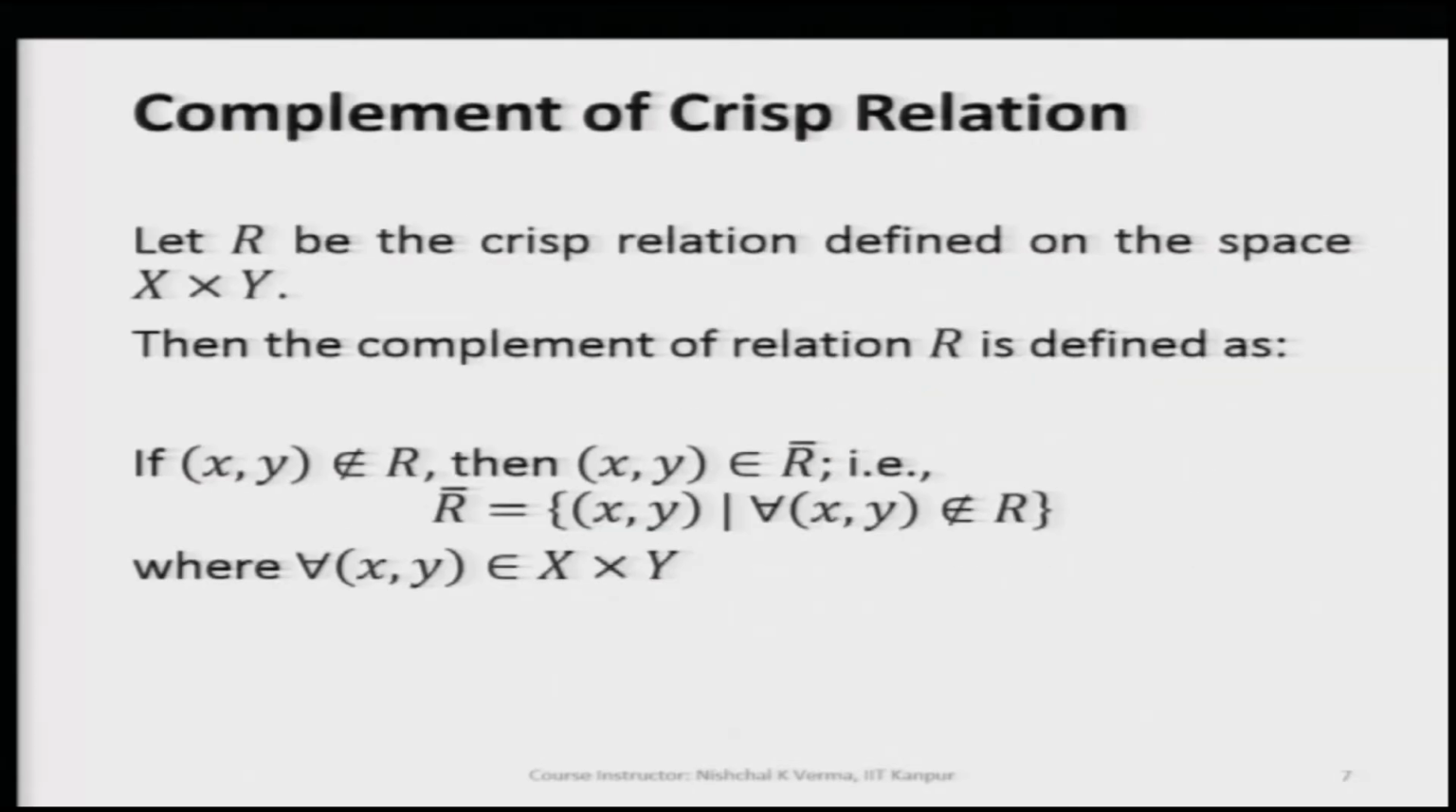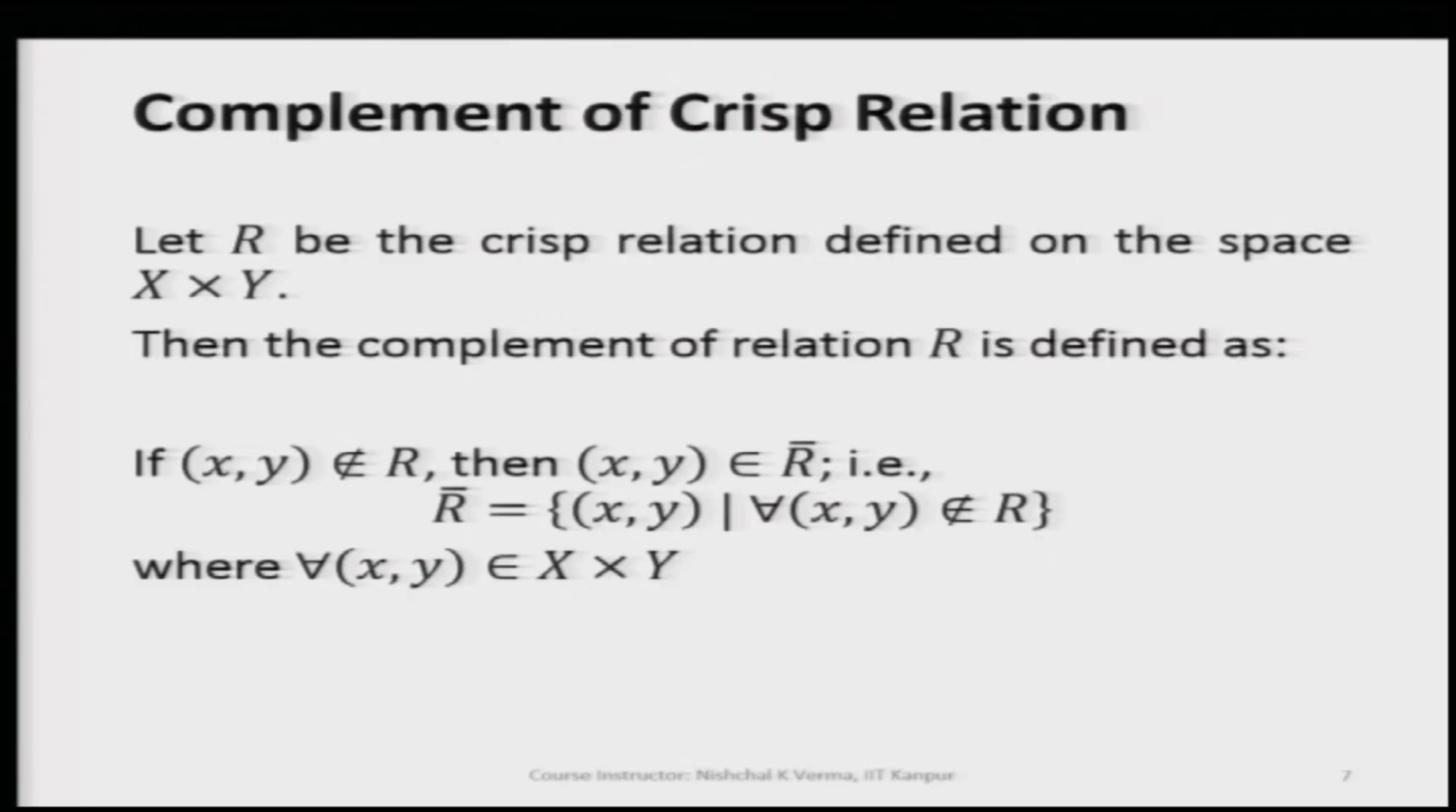Now, coming to the complement of a crisp relation. As we have seen union and intersection, here we will first discuss the complement of a crisp relation, and then we will go to the complement of fuzzy relations. As we have already seen in the case of a crisp set how to find the complement of any crisp set, here also we are discussing a crisp relation. So, a crisp relation again is a crisp set.